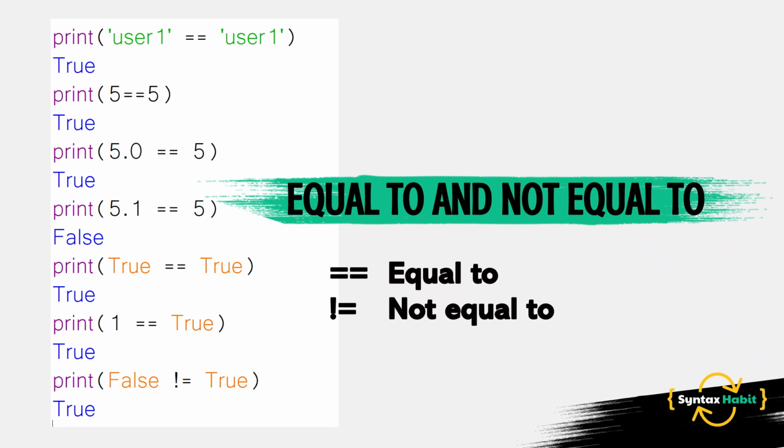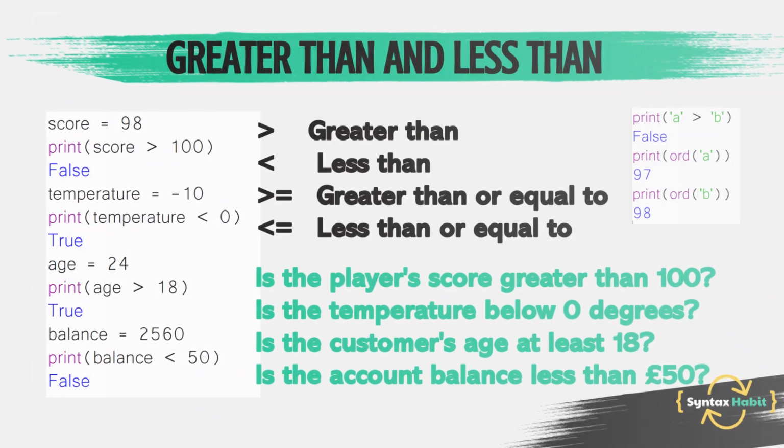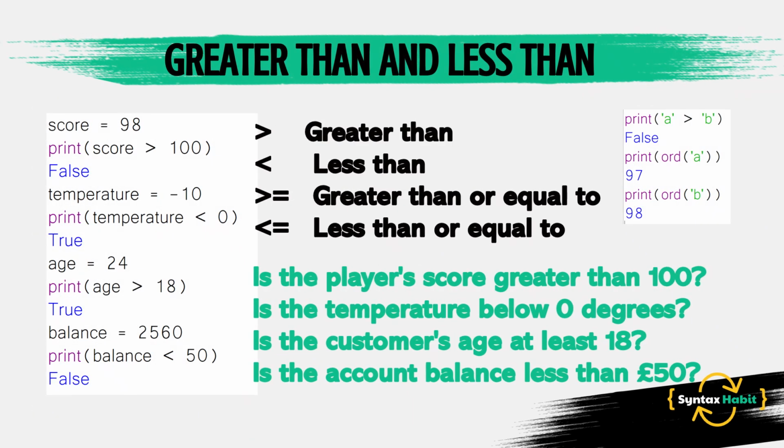The first two comparison operators are equal to and not equal to. You can use them to compare strings, integers, floats, and even Boolean values. The other operators are mainly used with numeric data types such as integers and floats. Unlike the equality operators, they aren't generally used with strings. If you do use them with strings, Python compares the characters one by one using their Unicode values to determine which string is greater or smaller.